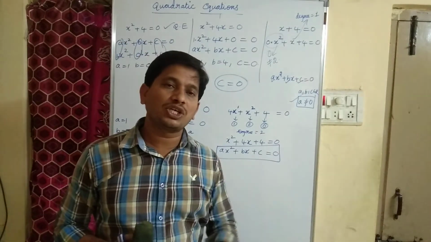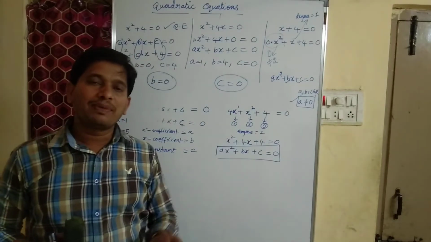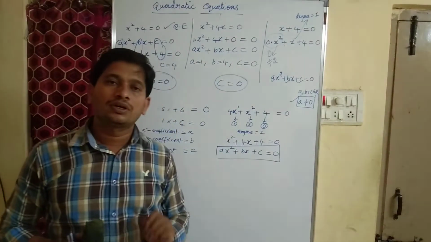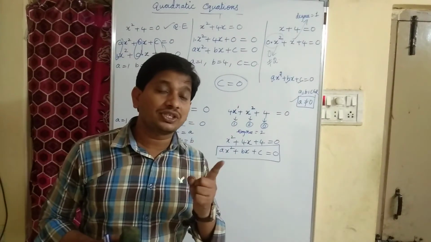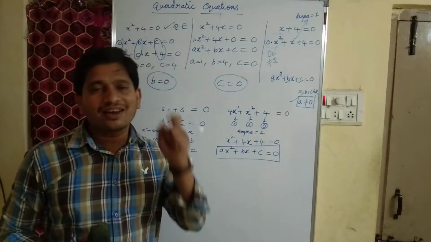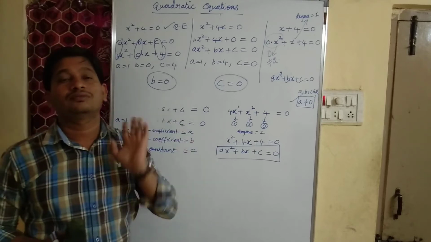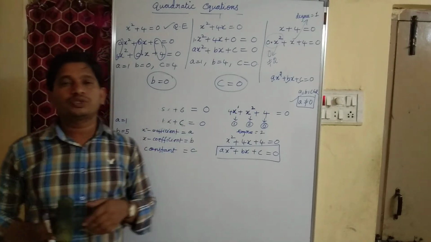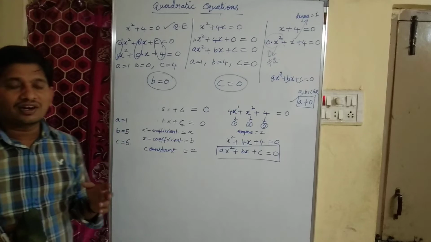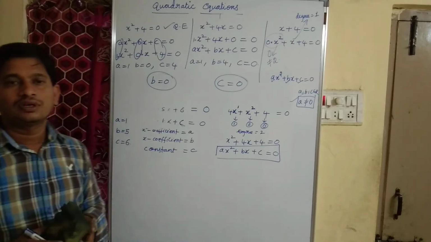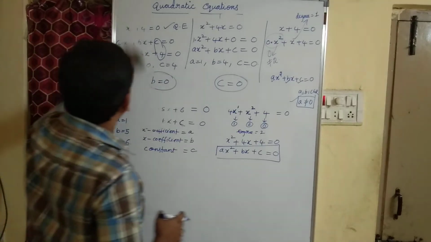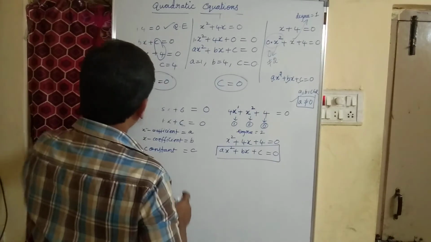B and c can be 0. I mean the second term may be 0, the third term may be 0, but the first term cannot be 0. If at all the first term is 0, it is not a quadratic equation at all. Children, I hope you understood what we mean by a quadratic equation. Right?